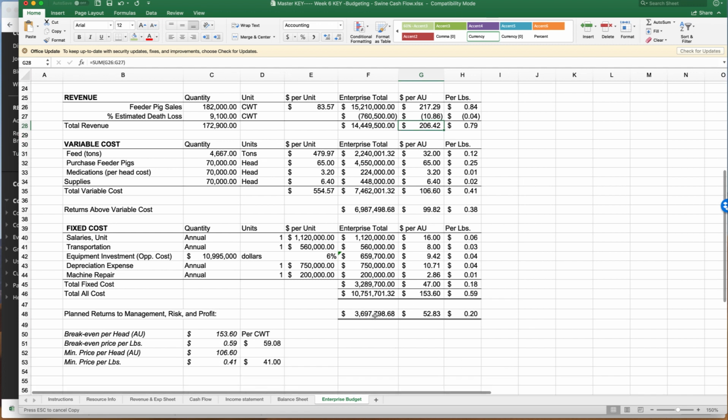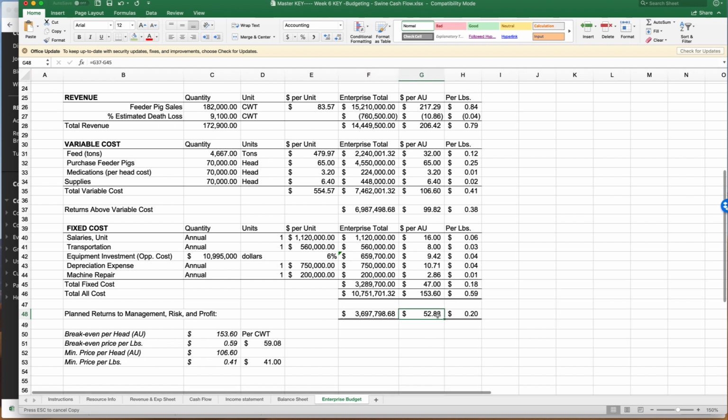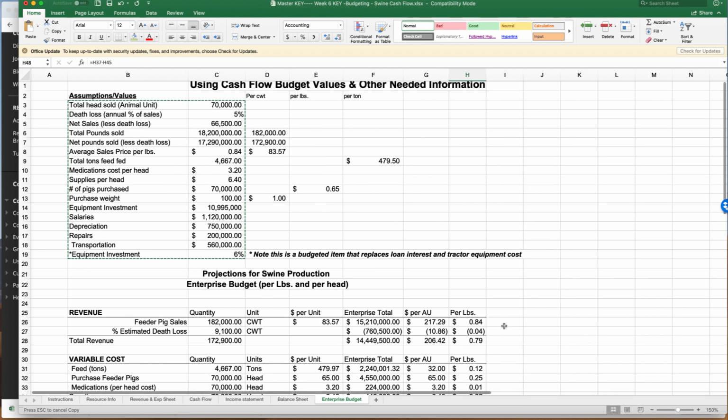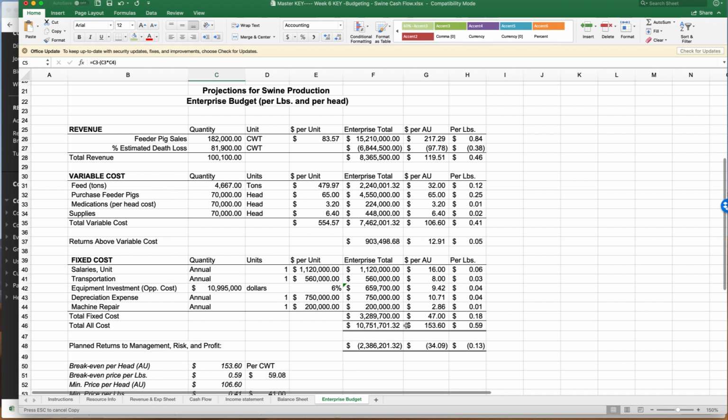So after you get death loss in, we, of course, are going to be now at $3.697 million, $52 per head in profit and 20 cents. So it didn't really kill us, but it may be something we want to factor in. In fact, if you get things like something really catastrophic that takes place, maybe a disease that hits us, 45% death loss would be huge. We lost a large portion. That's going to cause us to actually start losing money.